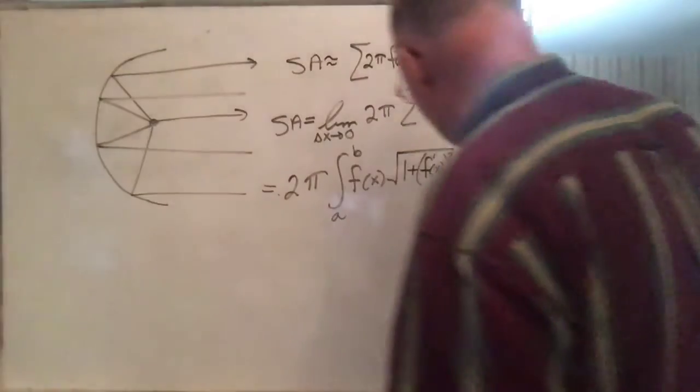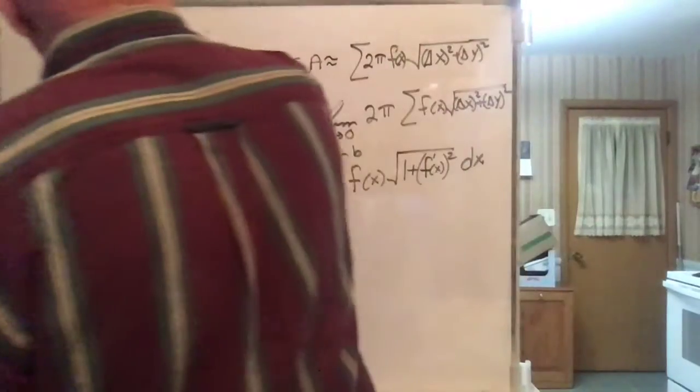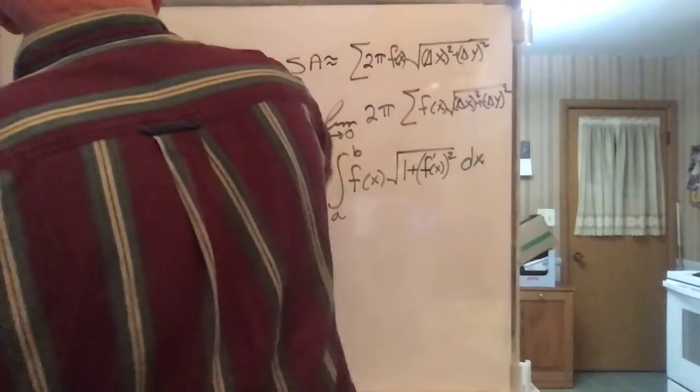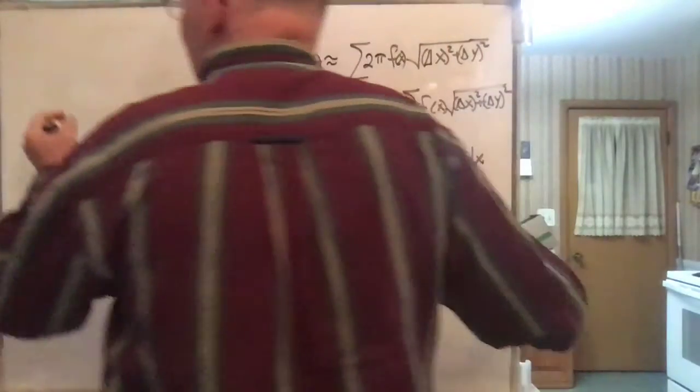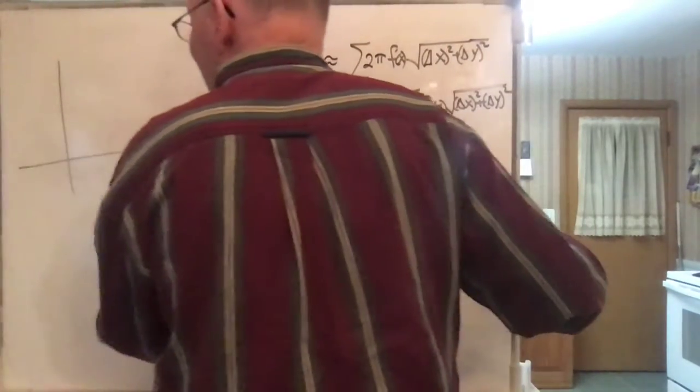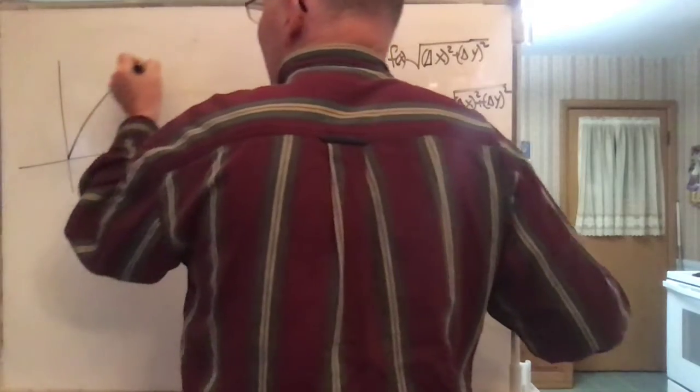So suppose we wanted to build one of those things. And so we build it by taking a parabola, and so let's go ahead and make a parabola like this.